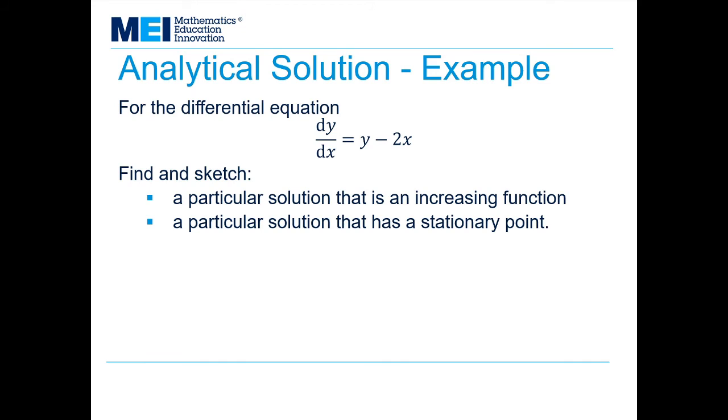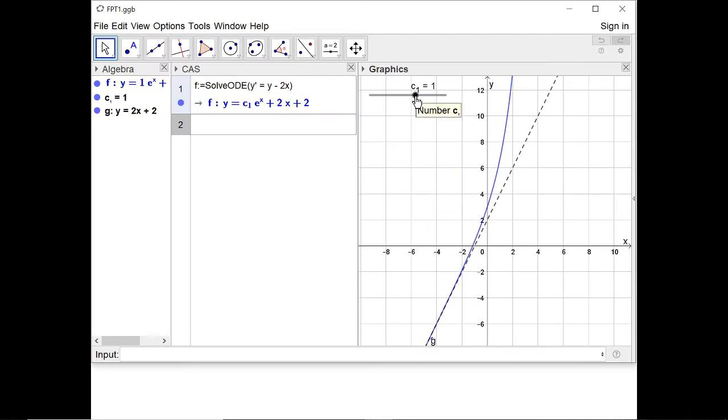Now the second part of the question asks me to find and sketch a particular solution that is an increasing function and a particular solution that has a stationary point. So I need to look at when the solution is increasing and when I get a stationary point. Well, it looks as if for all of these positive values of c here, I'm getting an increasing function without a stationary point. When I have the case c1 = 0, I'm just getting my asymptote line there. And then for negative c1, it looks as if that's when I'm getting my stationary point.